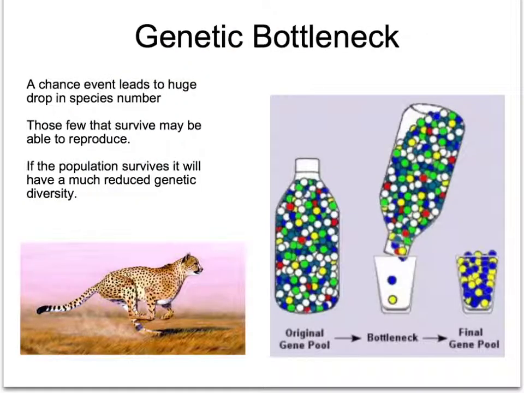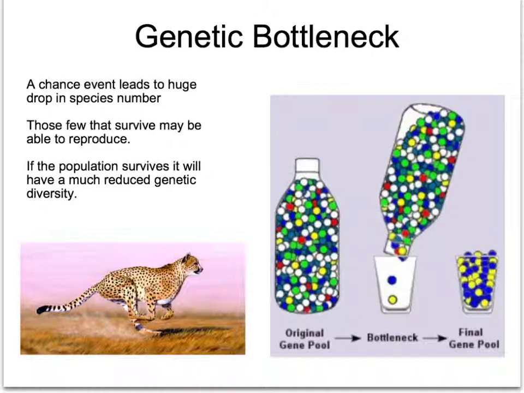Okay, and the final way in which genetic diversity can be affected is by something called a genetic bottleneck. If we just have a look at this diagram here to begin with. If you imagine this bottle here represents all the alleles, so the gene pool of all the individuals within a species in the population. Some chance event might occur. Now the chance event could be hunting, it could be a natural disaster, it could be climate change, and what that leads to is just a few of these individuals surviving.